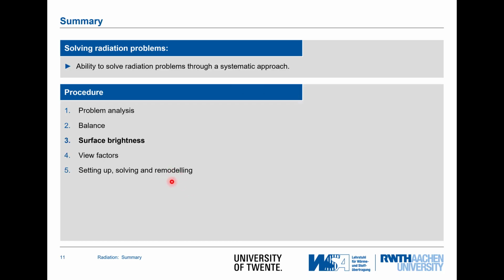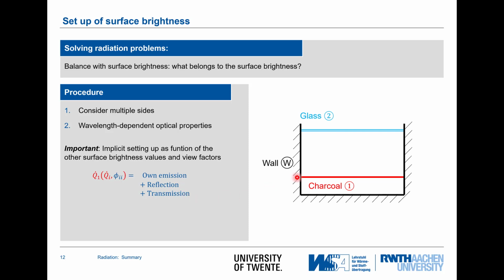Now, surface brightness, there are 2 examples. We have made here the charcoal example with a glass on top, and remember, the surface brightness is the own emission plus reflection plus transmission if present. In this case, the glass has 2 sides, an upper and a lower, and we can determine surface brightness for both. So we have radiation from the charcoal that hits the glass, gets reflected or is transmitted. And the glass radiates itself due to its own temperature, and it is emitting radiation.